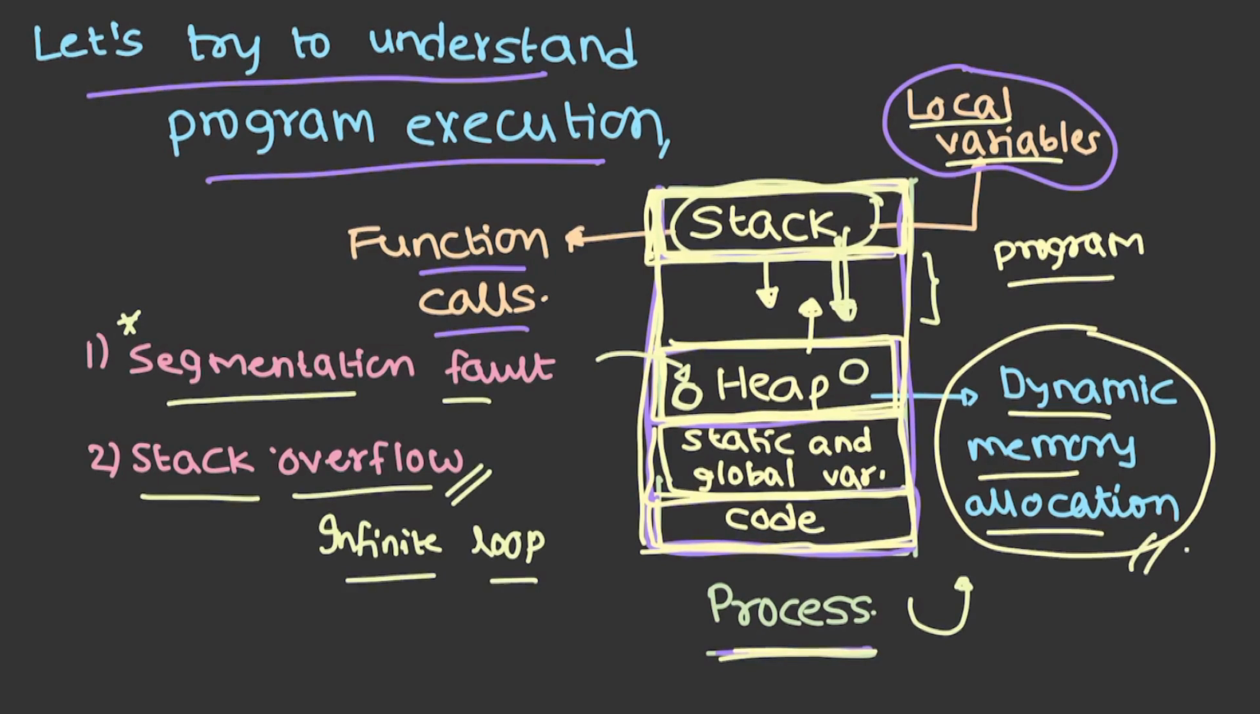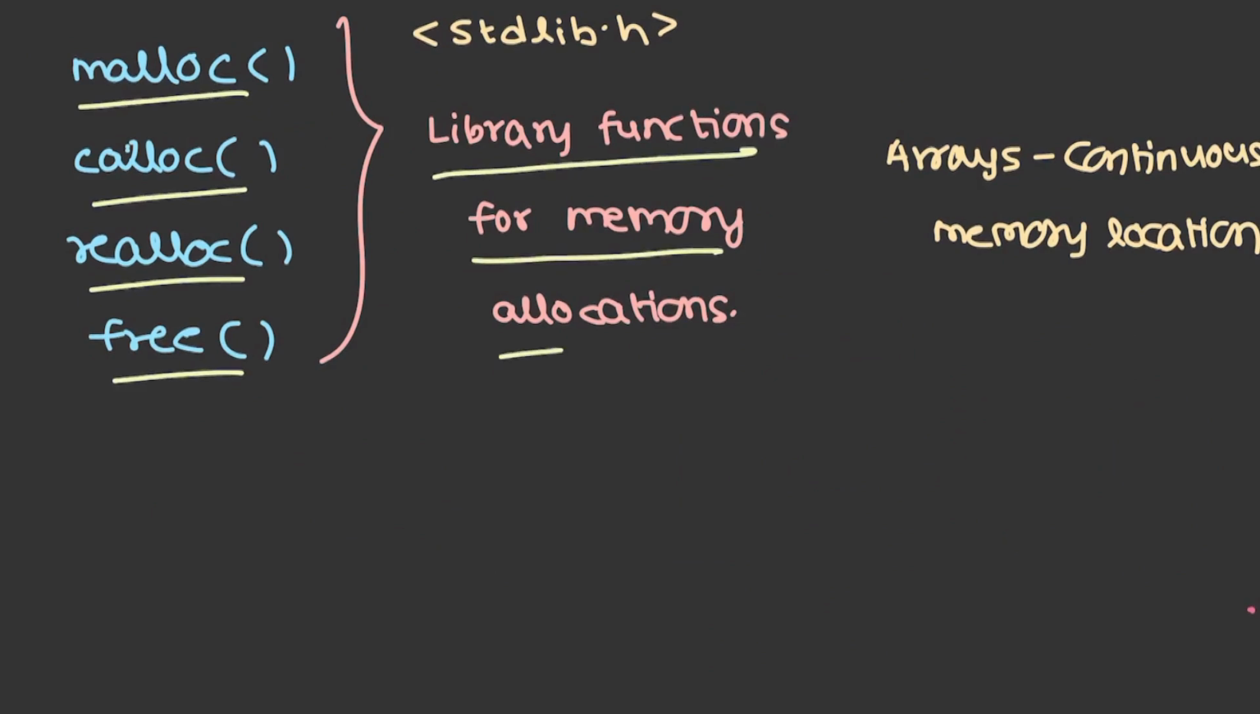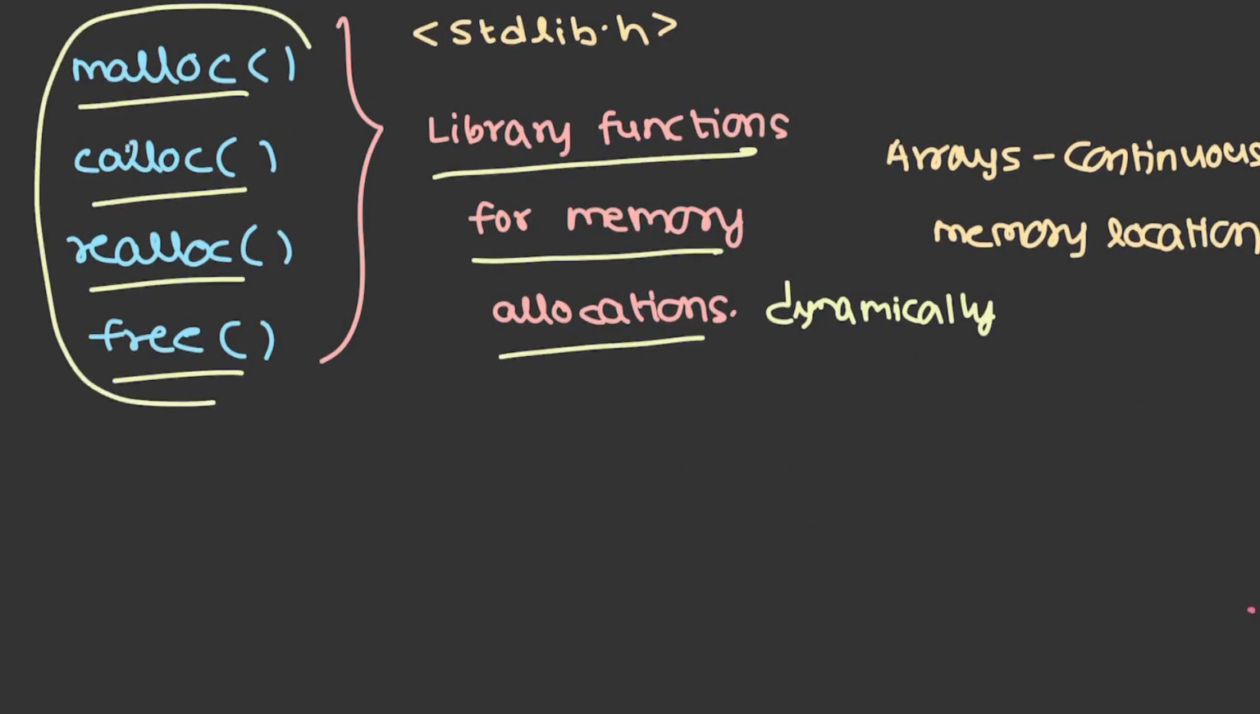For dynamic memory allocation, we generally use some of the library functions: malloc, calloc, realloc, free. All of these are library functions which are used for memory allocation dynamically. But before trying to understand how these are used, let's try to understand why we are using dynamic memory.